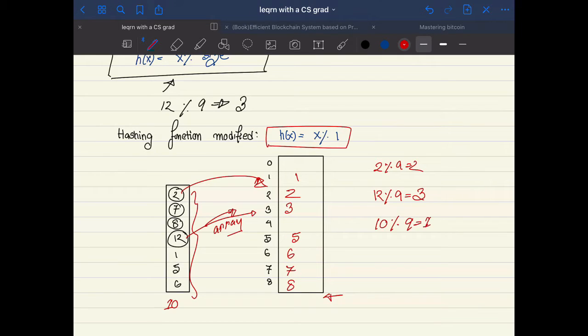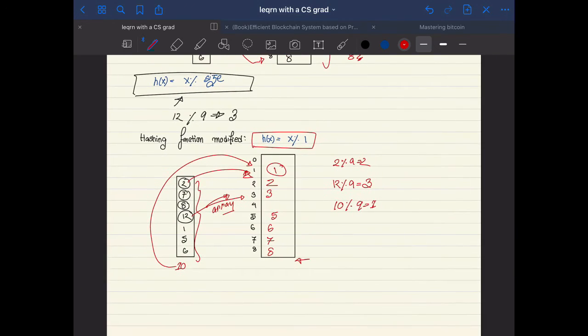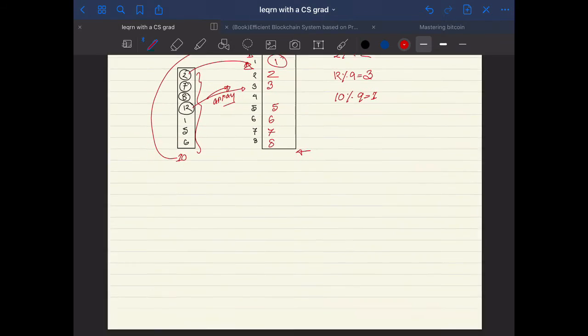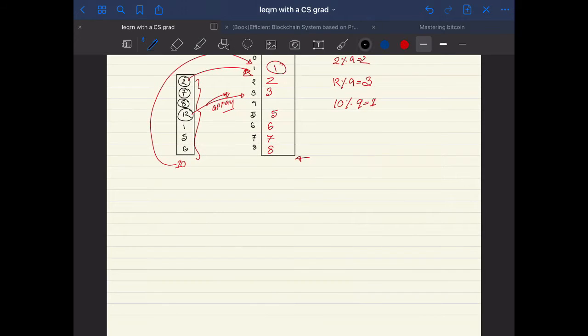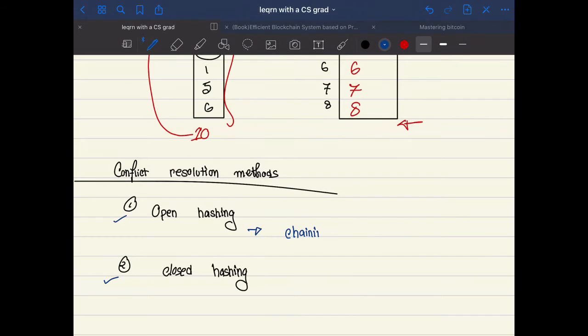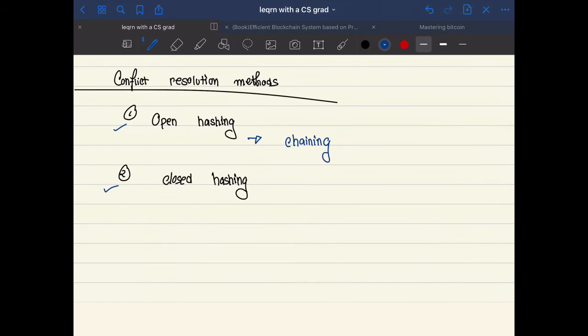However, index 1 is already occupied by another value. So what do we do now? We need a different way to put the value 10 into an index, so that it can be easily found whenever we are searching for that corresponding value. To solve that, we have different methods. There are two families of methods: open hashing and closed hashing.